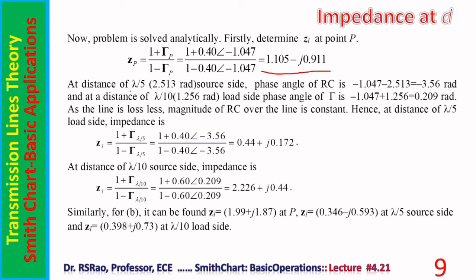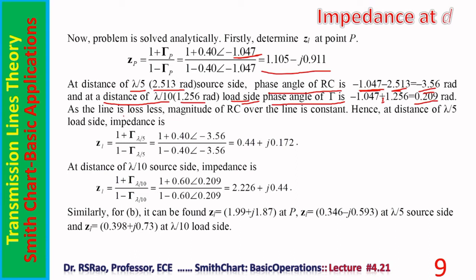At a distance of lambda by 5, which corresponds to an angle of 2.513 radians, the phase angle of the reflection quotient on the source side is minus 1.047. Note, this is the angle of the reflection quotient, in radians. Lambda by 5 gives an angle of 2.513 radians, together minus 3.56 radians. And a distance of lambda by 10 corresponds to 1.256 radians. The phase angle of gamma is minus 1.047 plus, here it is plus, the reason being it is the load side.